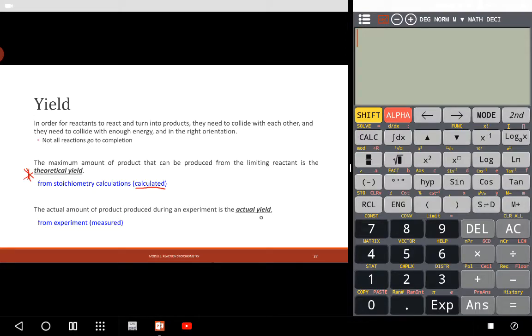But then there's the actual yield. The actual yield is how much we actually made. So if we go into a lab and we do an experiment, we take how much product we have and we purify it and weigh it, how much do we have? And so the actual yield is always experimentally determined. It's measured.